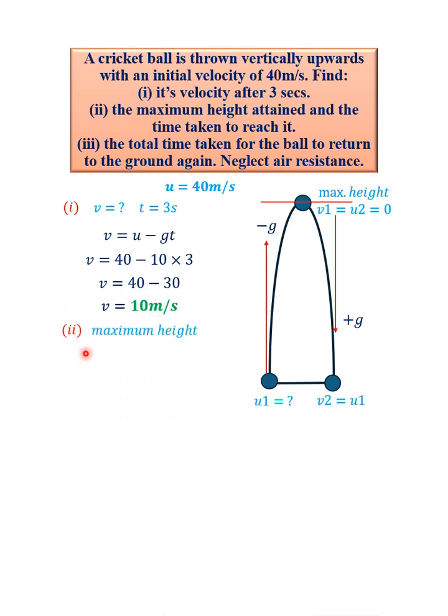Let's look at number 2. Number 2 says, what is the maximum height it attained when you threw it up? So when the ball was thrown up, we want to calculate the maximum height it attained. We recall the formula: v squared equals u squared minus 2gh. h here is representing the height we are looking for.